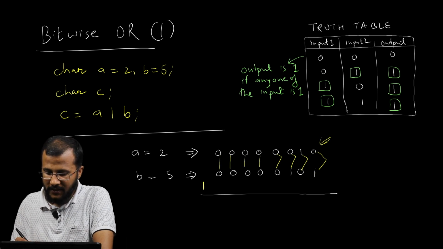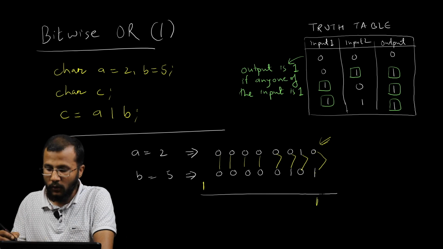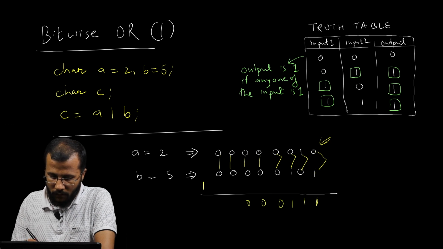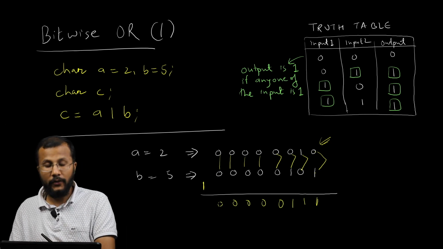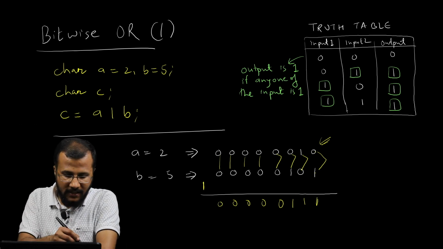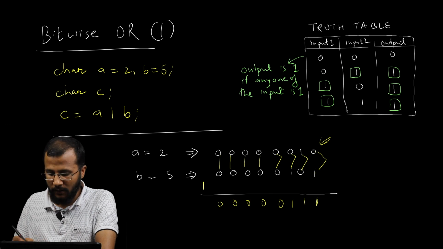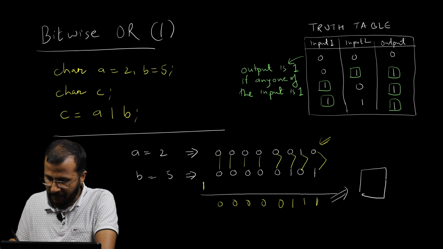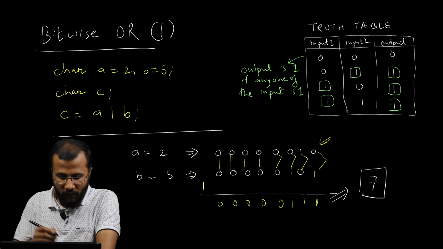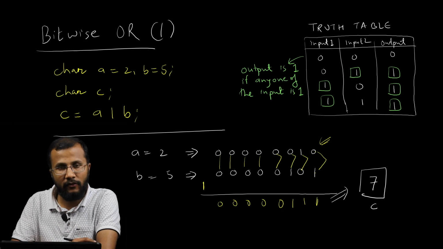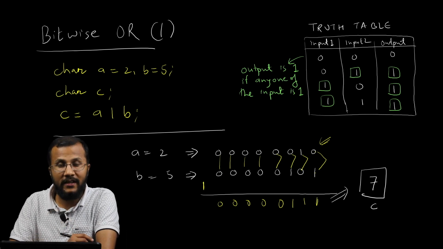The first input is 0, the second input is 1, so the output is 1. Looking at the truth table, if any of the inputs is 1, the output is 1. Here it's 1, here 0, 0, 0, 0, 0, and this is how you get the answer. After the operation is done, it is converted into decimal by the compiler. It happens to be decimal number 7. So finally 7 is stored in the variable C, and if you display C, it will give you 7. This is how bitwise OR works.